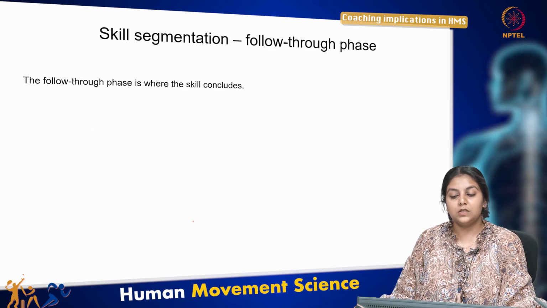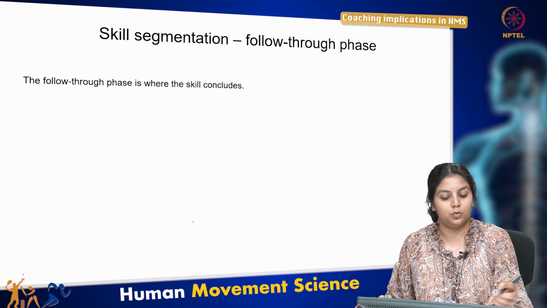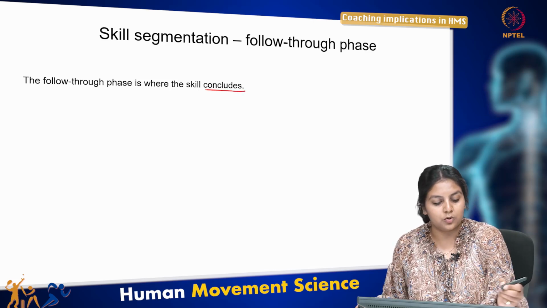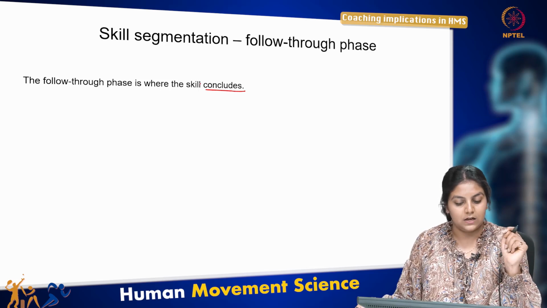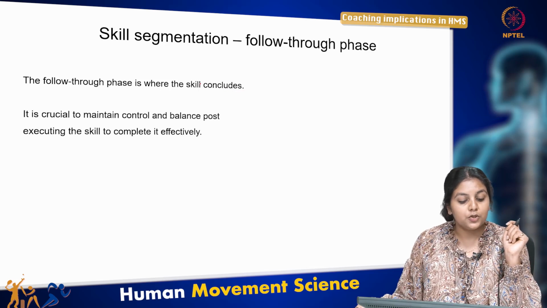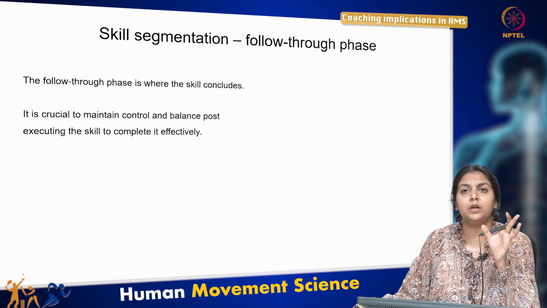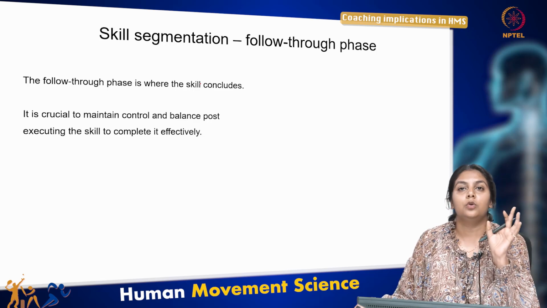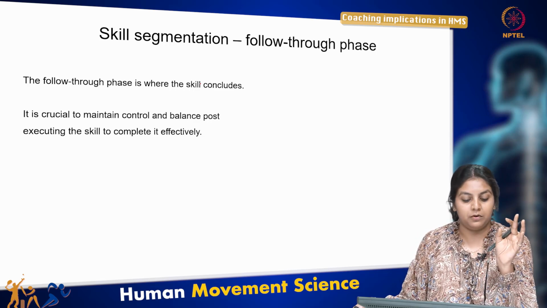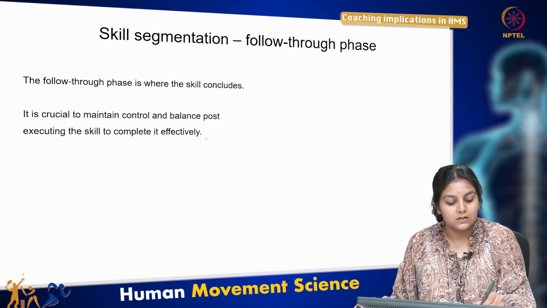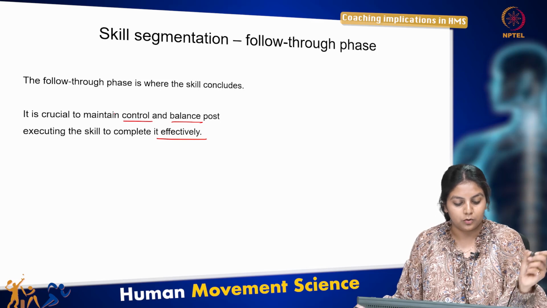The last phase is the follow-through phase. The follow-through phase is where the skill concludes, right? Post-execution, where the skill concludes, is where the follow-through phase starts. It is crucial to maintain control and balance post-execution. Now why would it be crucial to maintain control and balance? This is specifically important for injury prevention, to complete the skill effectively with good balance and control.